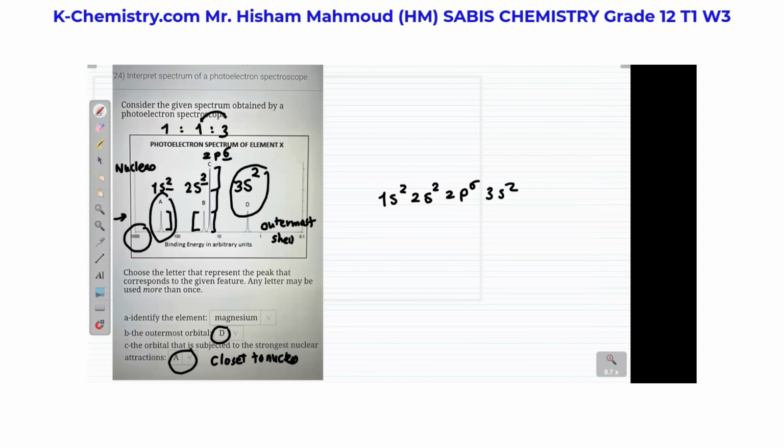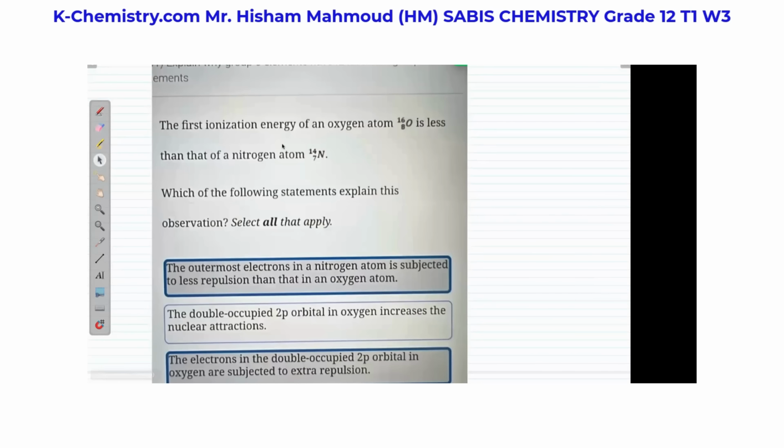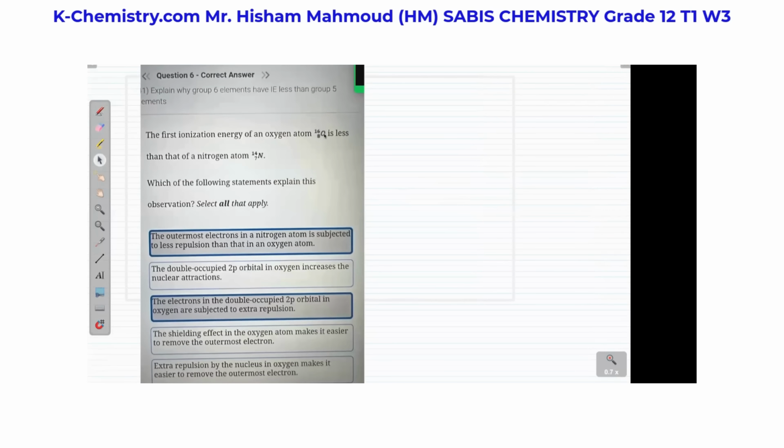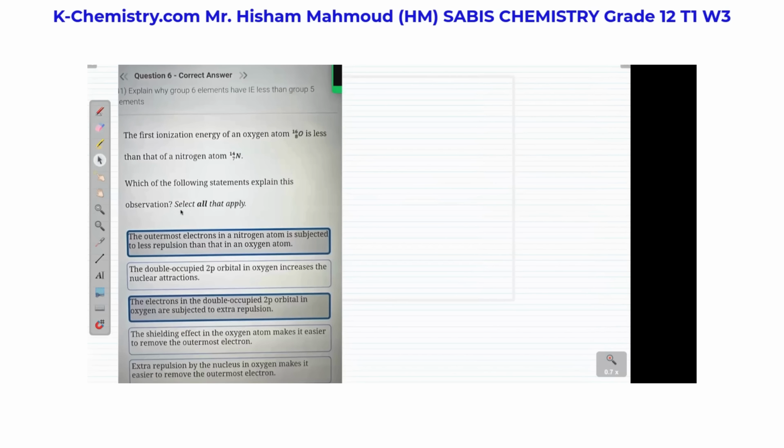The next question is question number 6. It tells us that the first ionization energy of an oxygen atom, O16, is less than that of a nitrogen atom. Which of the following statements explains this observation?